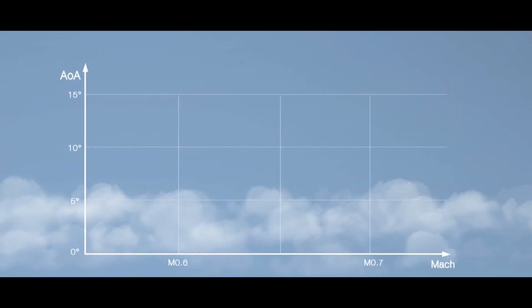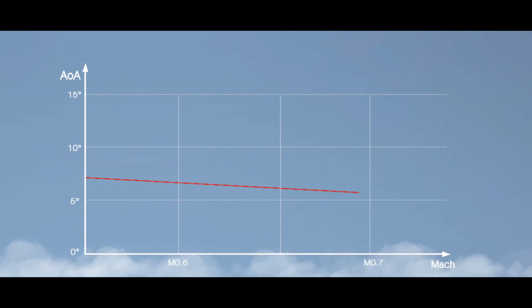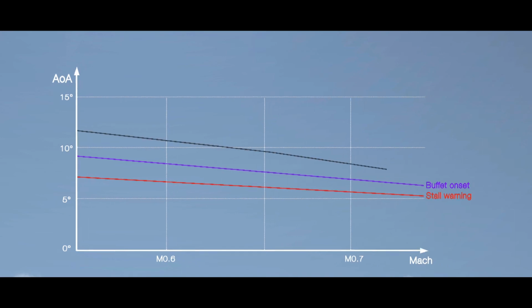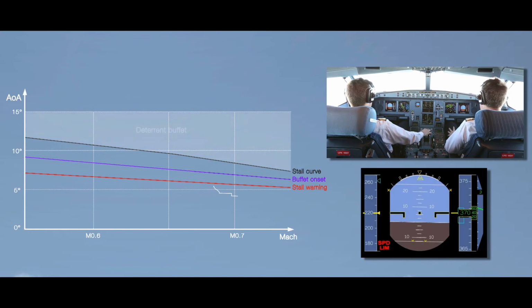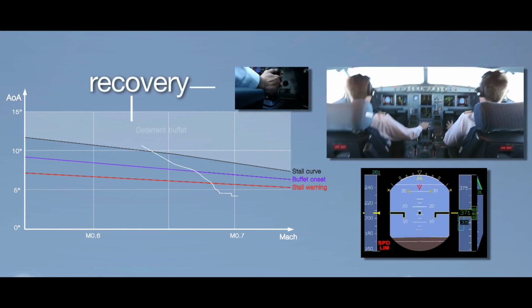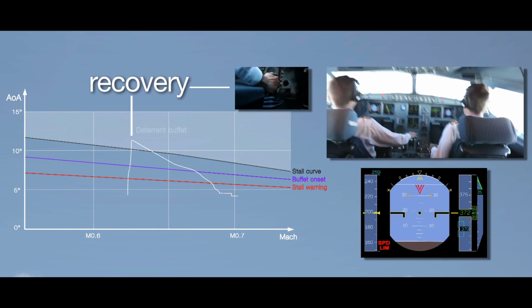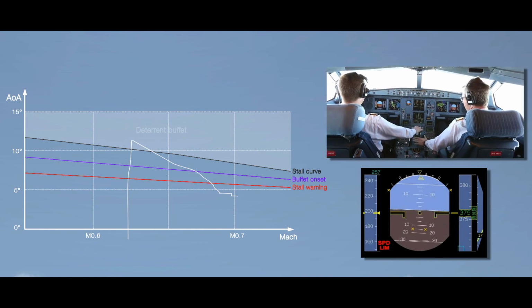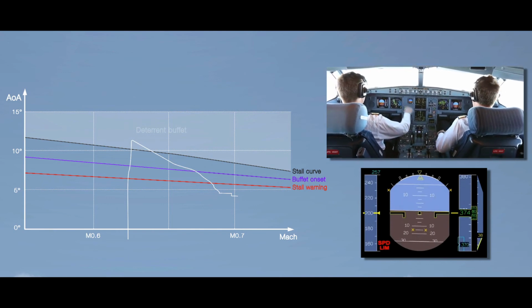In this graph, you can see the angle of attack at which the stall warning will start in function of the Mach number. You can note that the stall warning angle of attack decreases as the Mach increases. There is also the curve showing the buffet onset. The zone above the stall curve is the deterrent buffet zone. You can see that as the angle of attack increases, we enter the different zones on the graph. Once the recovery is initiated, this deterrent buffet stops. You may also notice that the sudden change in angle of attack occurs as soon as the recovery procedure is applied.